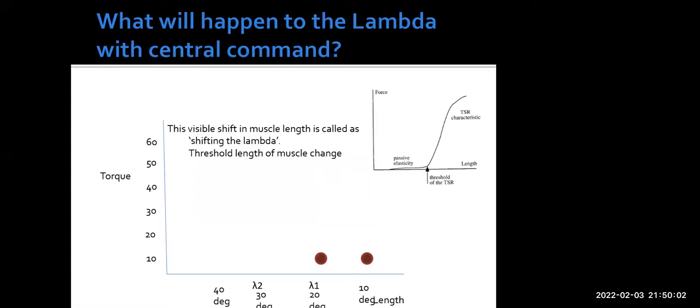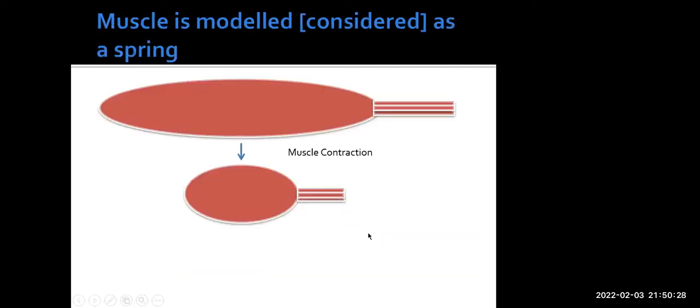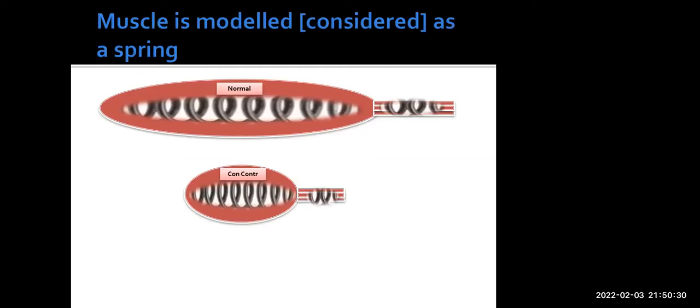So what happens basically is the brain shifts the lambda, right? Or it is called as a threshold length of muscle change. We'll discuss about what is a threshold length of muscle change in a next class. But for now, what happens is the brain just changes the K, or the stiffness of the spring. Okay, right? So now how does it achieve it, right?